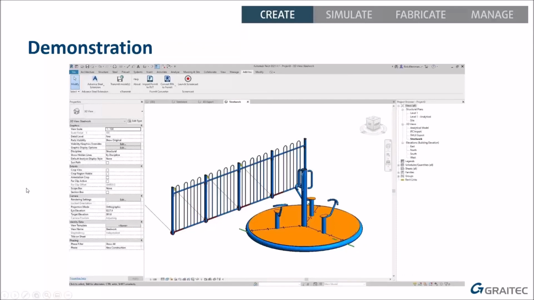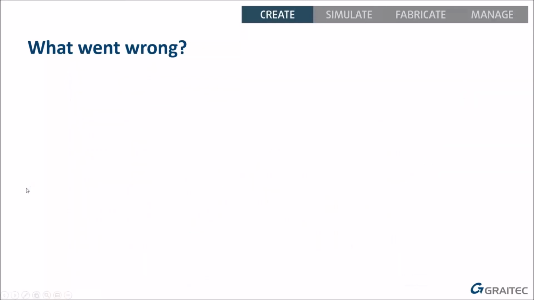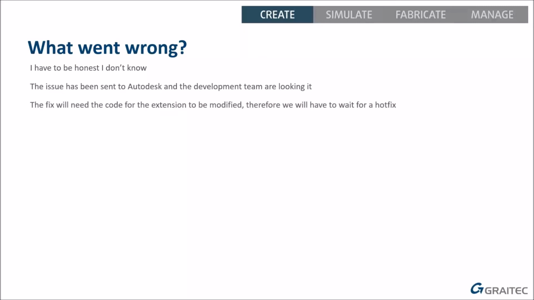Okay, so that is the end of the demonstration. So what went wrong with that staircase? I'll be honest, I don't know. It should include it in the export, and I have sent it to Autodesk, and it's been passed straight on to the development team who are looking at it. They can replicate the problem with my model, so they are looking at the code within the extension. So unfortunately, we're probably going to have to wait for a hotfix.